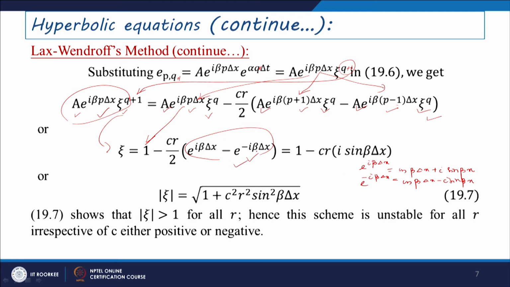So, if you just write the absolute value of zeta, it can be written as the square root of 1 plus c square r square sin square beta delta x here. And this equation 19.7 shows that the absolute value of zeta is greater than 1, if you just see this square root term here. So it will always be greater than 1 for all r. Hence, this scheme is unstable for all r, irrespective of whether c is positive or negative.